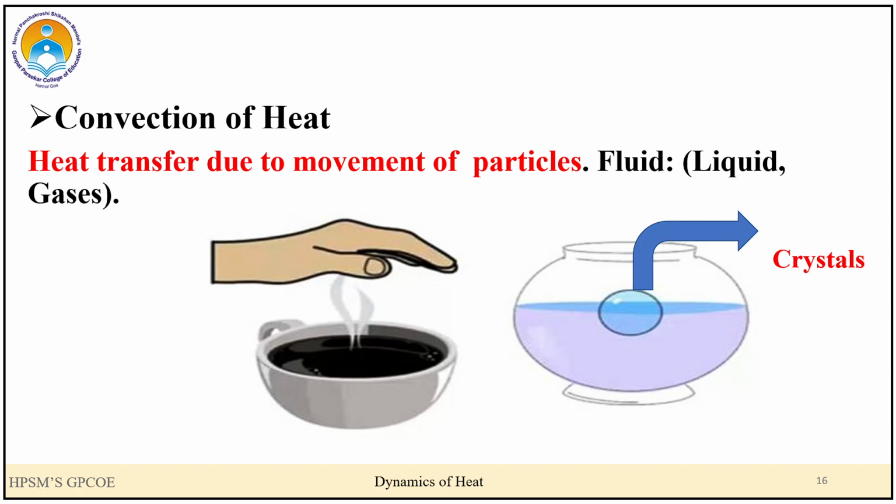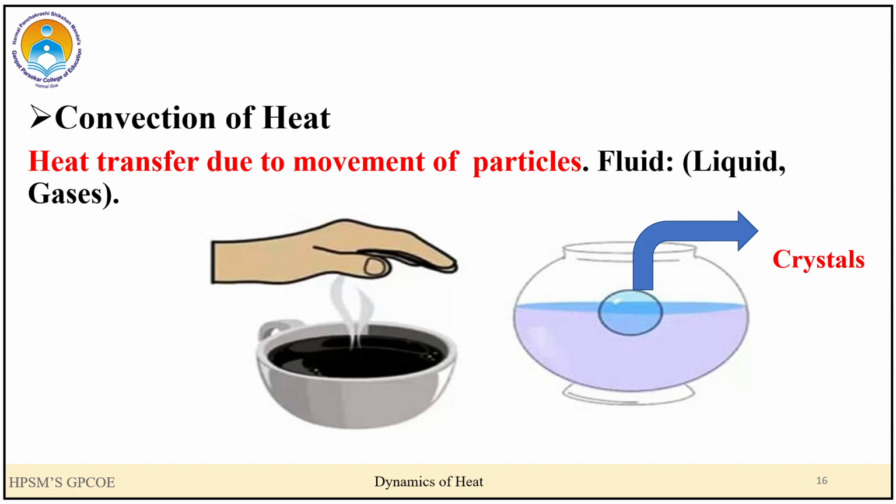The second way of transferring heat is convection of heat, that is, heat transfer due to movement of particles. Consider two different examples, a fluid, that is a liquid or a gas. If one container is heated and you place your hand above it, you will see that heat is transferring from the container to your hand.